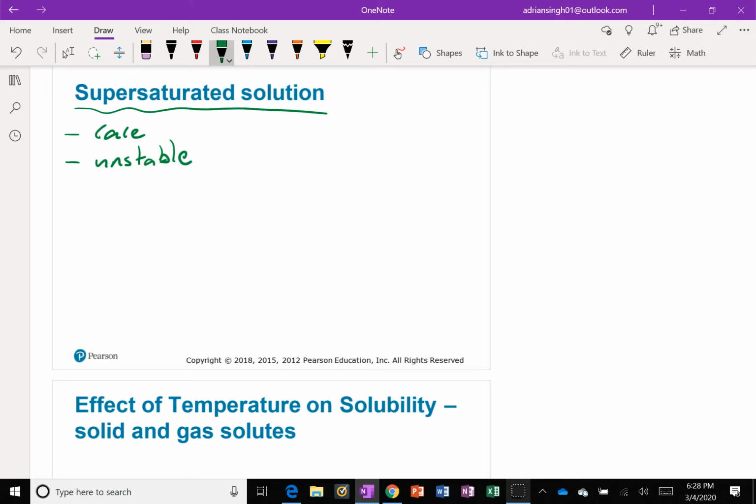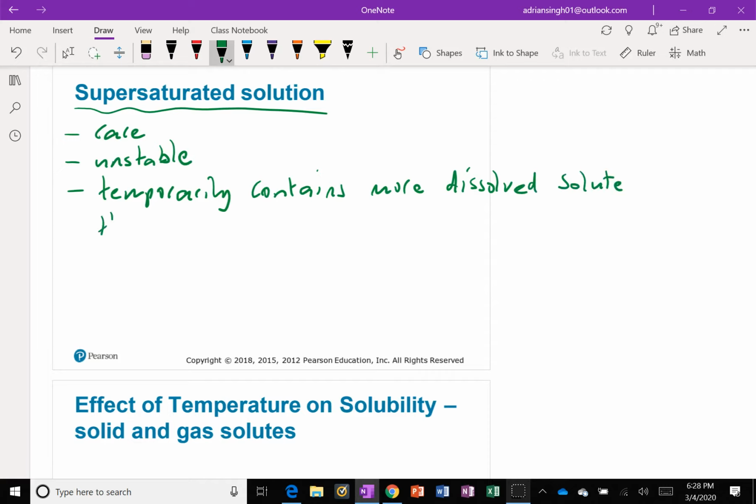So supersaturated means that it temporarily contains more dissolved solute than it should. Okay, and there are special conditions that are needed for that. Oftentimes it involves changing the temperature of your solution.